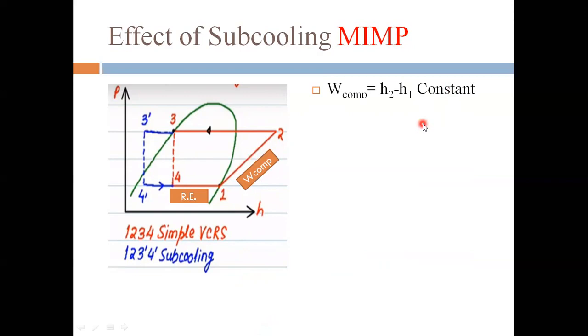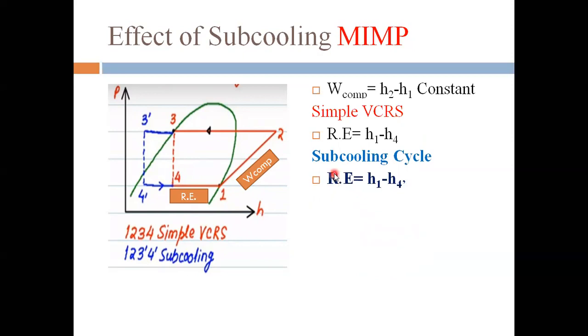We already discussed this in the earlier lectures. So W compressor, H2 minus H1, remains constant. Now in the simple VCRS, the refrigerating effect is H1 minus H4. Now by doing the subcooling, the refrigerating effect changes. So H1 minus H4, because point 4 is shifted to 4 dash by doing the subcooling, becomes H1 minus H4 dash. So what is the effect?